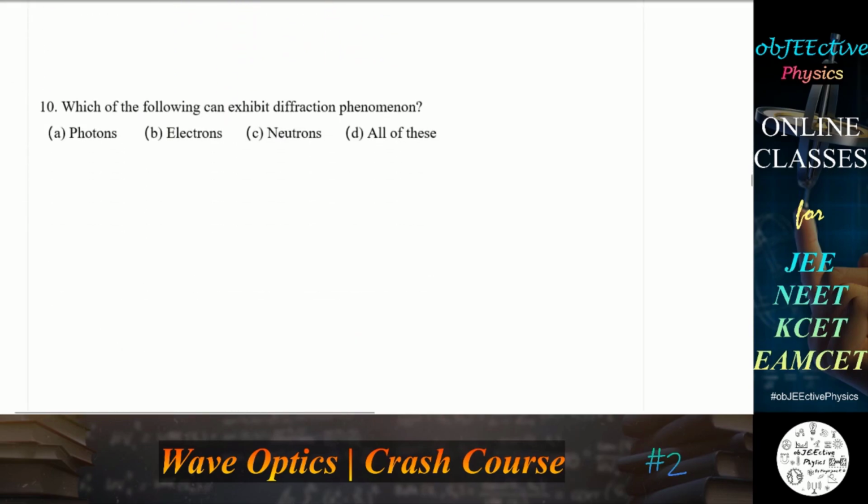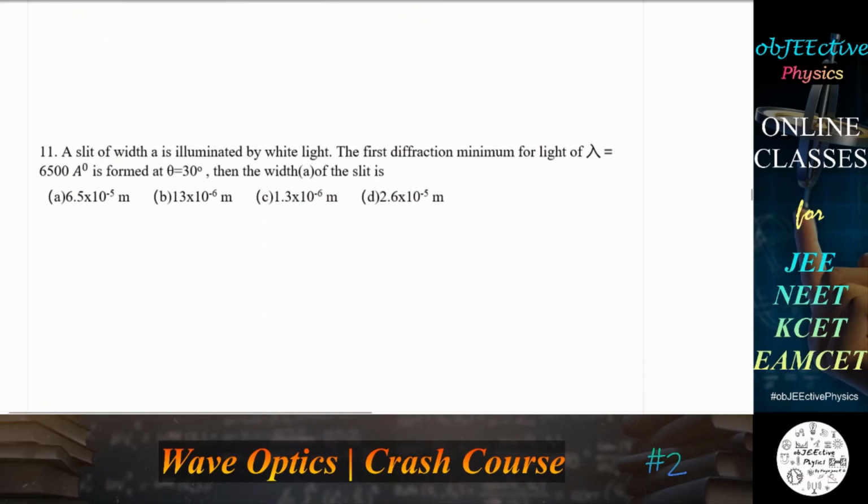Next question. Which of the following can exhibit diffraction phenomena? Photons, electrons, neutrons. So, option D, all of these is the right answer. Photons are electromagnetic radiations. All electromagnetic radiations exhibit diffraction, and electrons, neutrons are the material particles. According to de Broglie hypothesis, electrons and neutrons are also associated with the waves, so that all the three, photons, electrons, neutrons, exhibit diffraction. So, that option D is the right option.